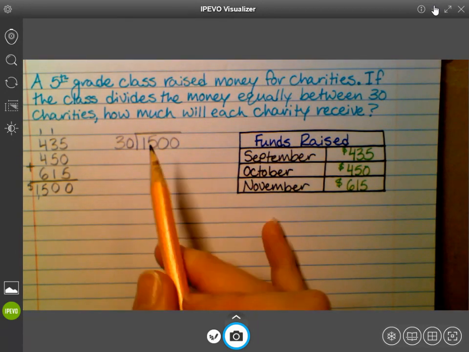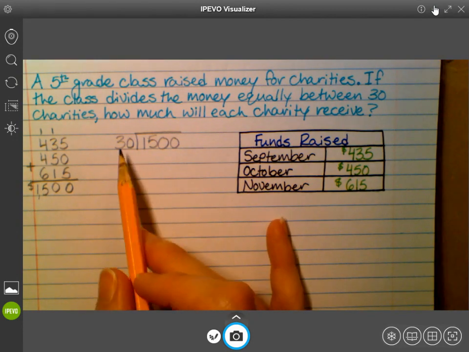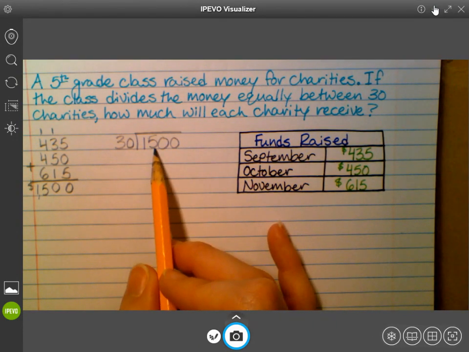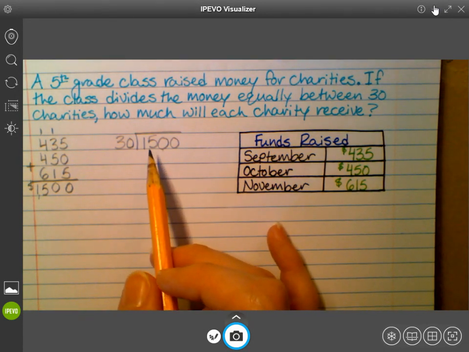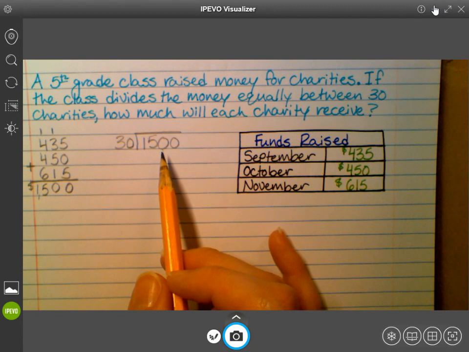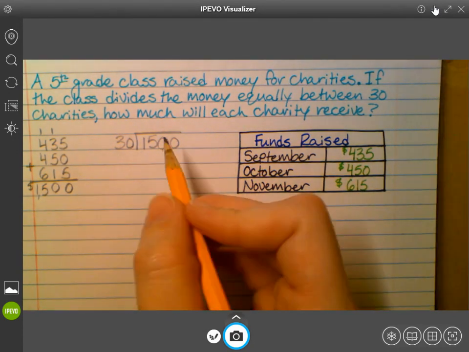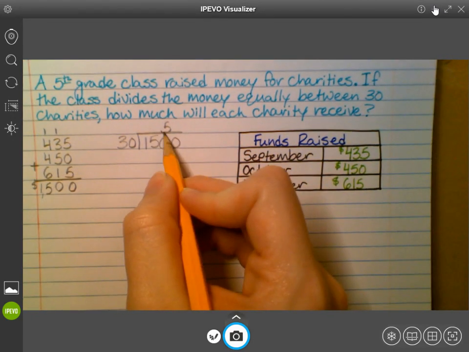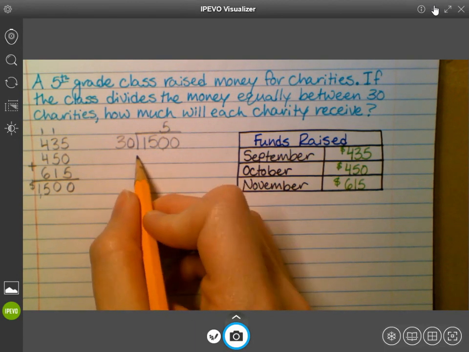All right. Can 30 go into 1? No. Can 30 go into 15? No. Can 30 go into 150? Show me in your hands. How many times does 30 go into 150, 5th grade? It goes in 5 times. So we put the 5 above the first 0. 30 times 5 is 150. So we would subtract 150.